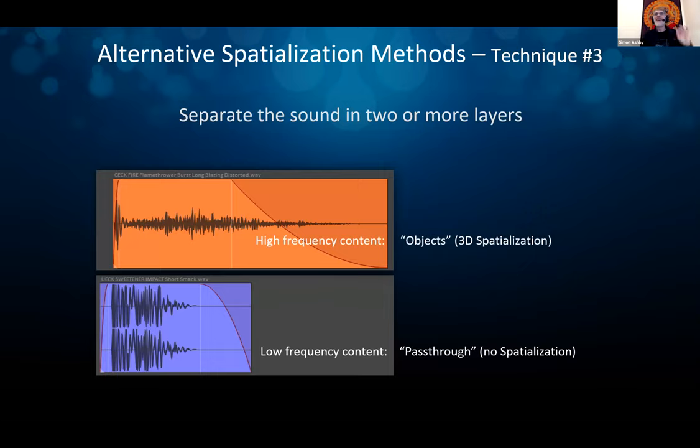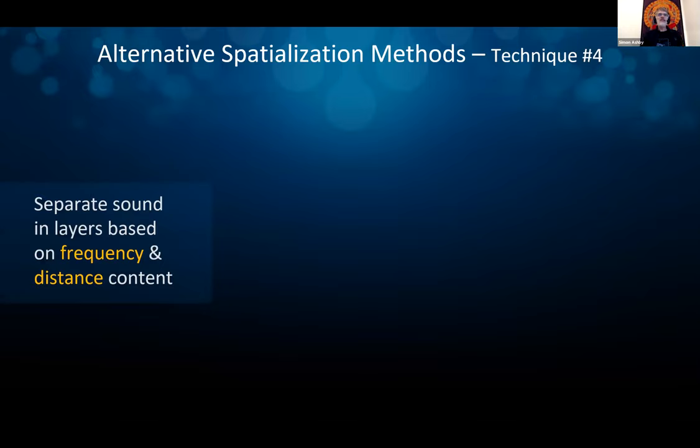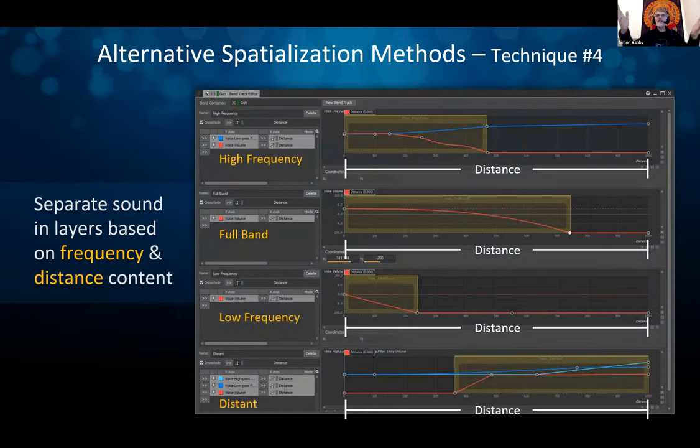So a variation of that would be to not only separate your layers based on frequency content, but also based on distance. For example, they take a sound, they separate it, in this case, in four different layers, and some will be pass-through, some will be objects, and they will also factor in at which distance from the listener that object is and play with volume curves and so on. Again, just to get the best of both worlds, like impact, but also spatialization.